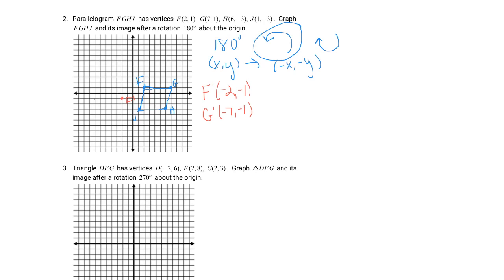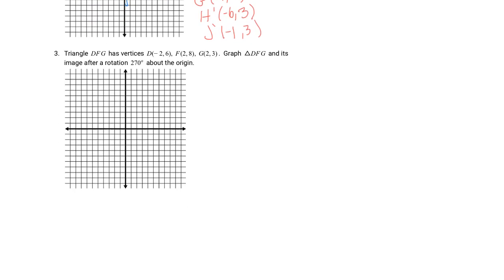H prime, negative 6, positive 3. I know it's a negative here, but we do the opposite of whatever sign it is. So negative 6, positive 3. J prime is going to be negative 1, positive 3. Connect the dots again. And we've done it. Flipped it all the way around to the other direction. Okay, getting the hint here, getting the drift.